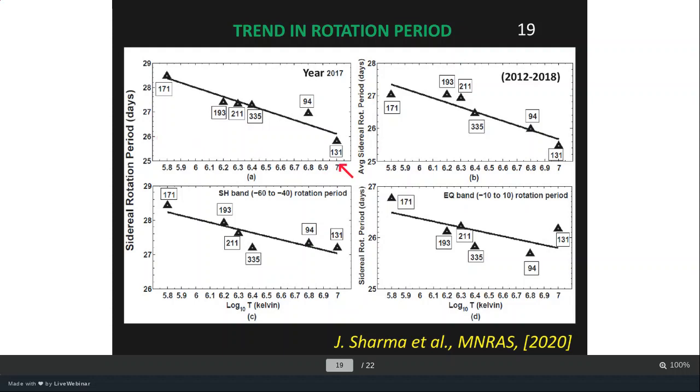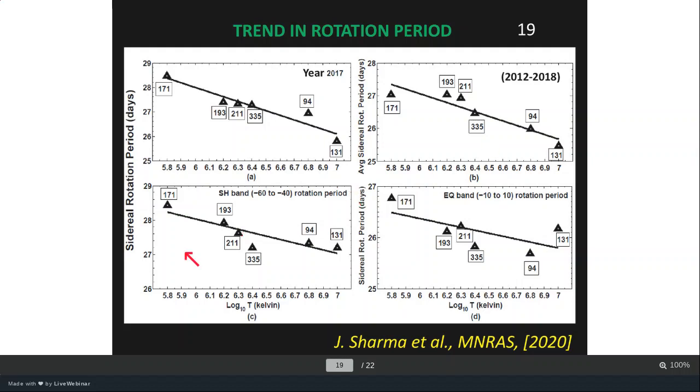In panel B, the average sidereal rotation period is given from 2012 to 2018. A similar decreasing trend is also shown in this panel B. So here from 171 to 131 angstrom, corresponding to 10 to the power 5.8 to 10 to the power 7 Kelvin, the sidereal rotation period decreases with increasing temperature.